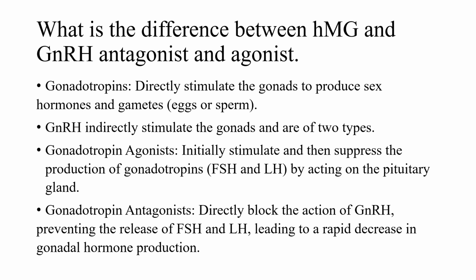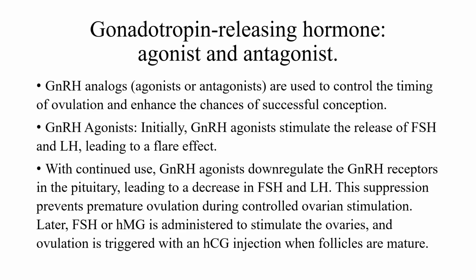Gonadotropins will directly stimulate the gonads to produce sex hormones and gametes. This stimulation is in 2 types, either as an agonist or as an antagonist. An agonist will initially stimulate and then suppress the production of gonadotropins by acting on the pituitary gland. But the antagonist will directly block the action of GnRH, preventing the release of FSH and LH, leading to a rapid decrease in gonadal hormonal production. The agonists and the antagonists both are used to control the timing of ovulation and enhance the chances of success.